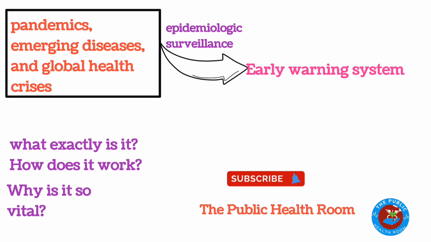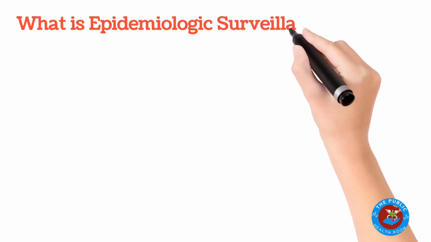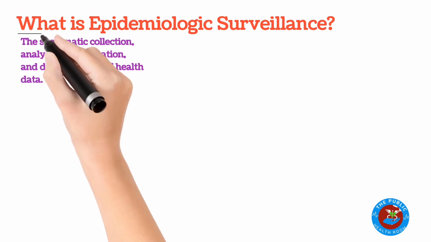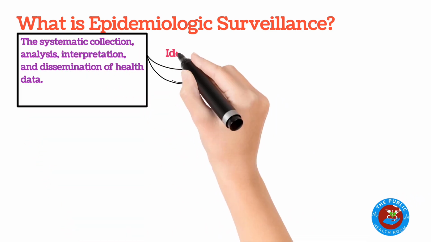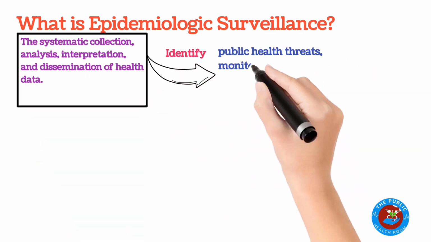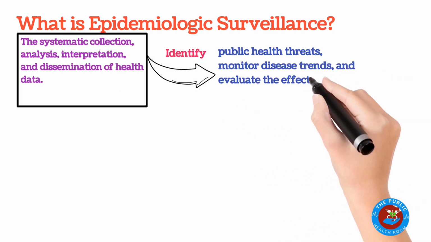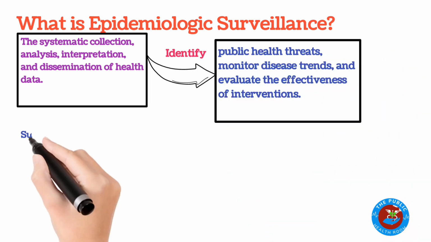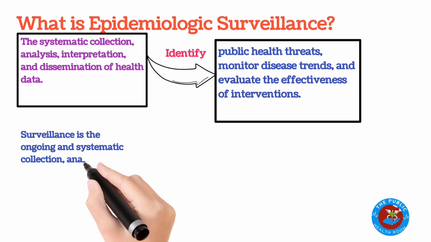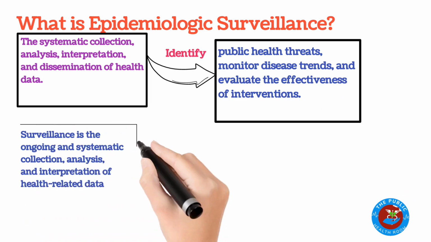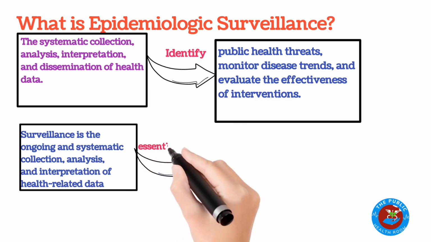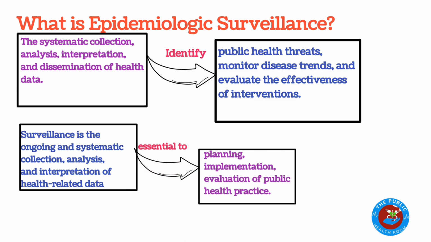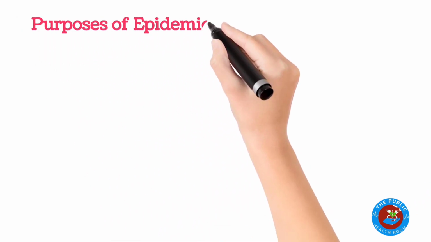What is epidemiologic surveillance? Epidemiologic surveillance is the systematic collection, analysis, interpretation, and dissemination of health data. This process helps identify public health threats, monitor disease trends, and evaluate the effectiveness of interventions. Definition: surveillance is the ongoing and systematic collection, analysis, and interpretation of health-related data essential to planning, implementation, and evaluation of public health practice.